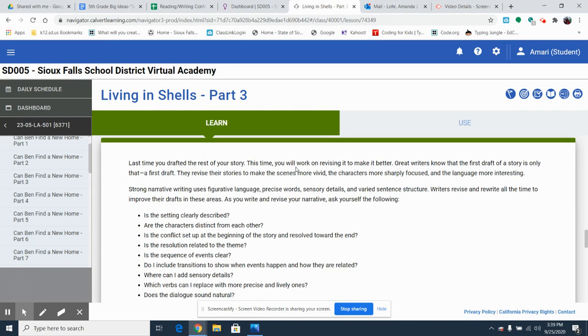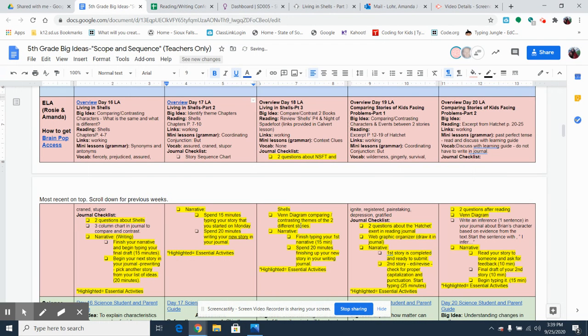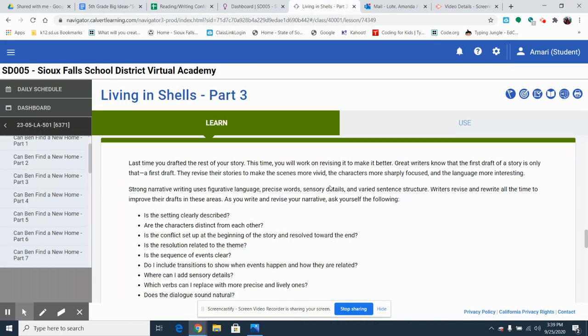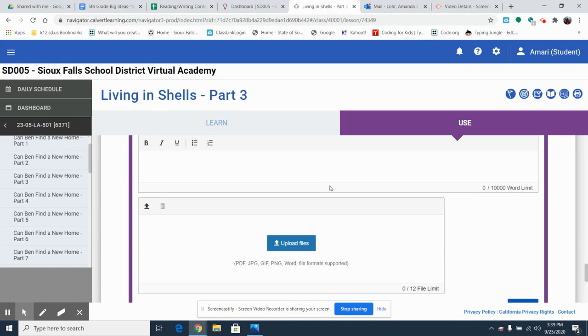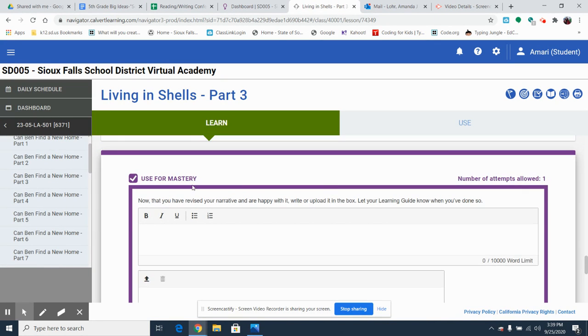And then you're going to work on your writing. So that is going to be underneath your big ideas. Finish typing your first narrative and then spend 20 minutes finishing up your new story in your reading journal. And that is going to be it for the day, except for down here, it says, now that you've revised your narrative and are happy with it, write or upload it in the box. Let your learning guide know when you've done so.